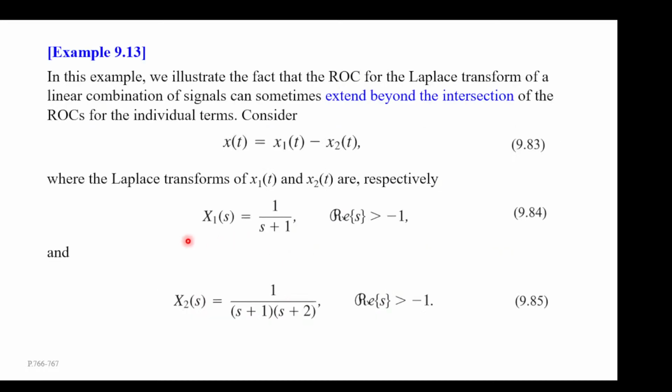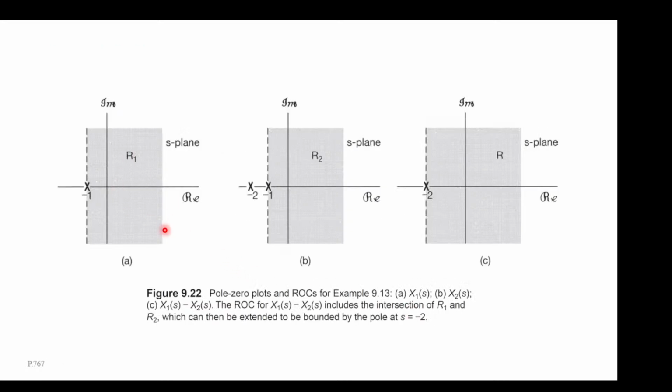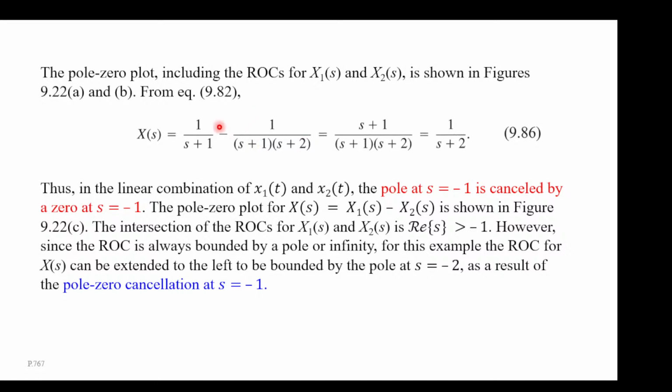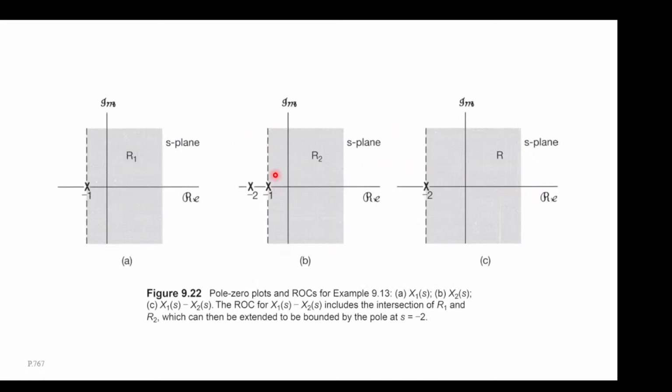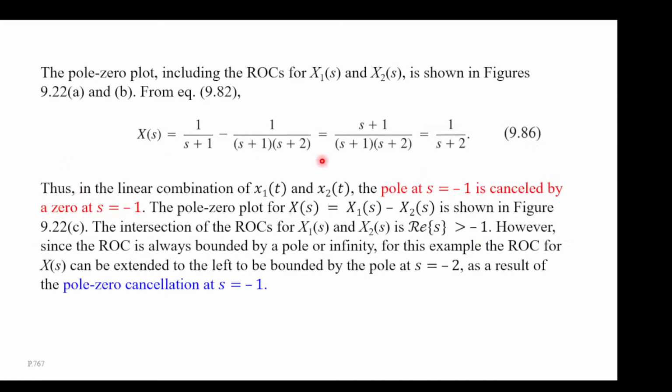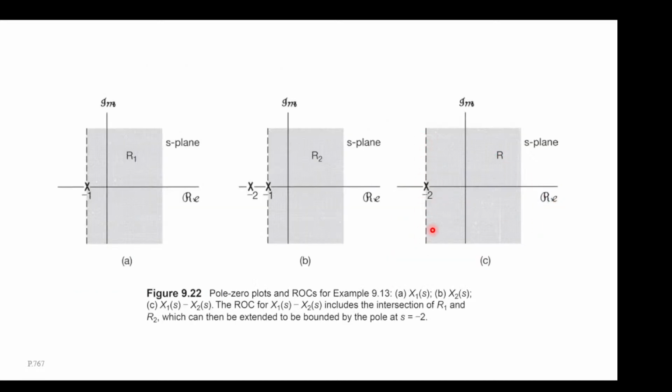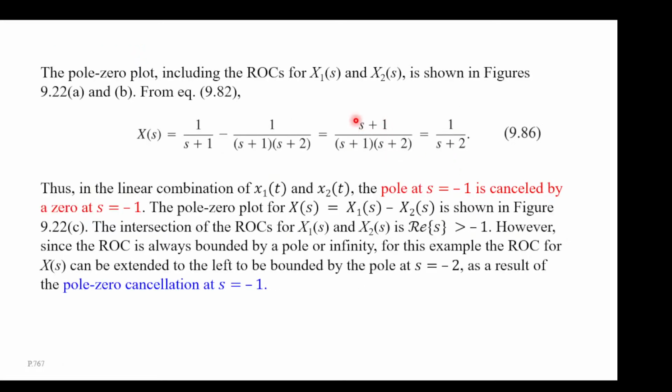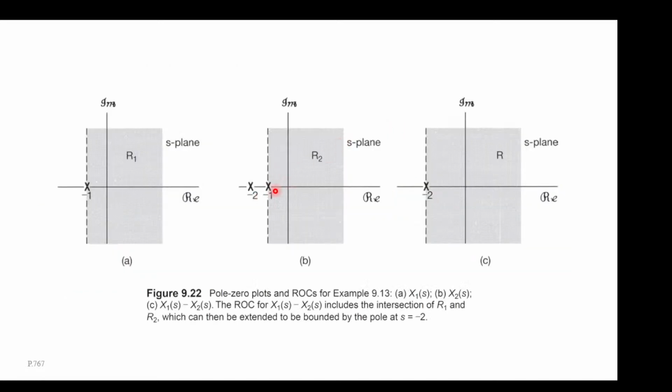And so we have those two, big X1 and big X2, and by linearity the corresponding big X should be big X1 minus big X2. And the ROC should be the intersection of those two, so the ROC should contain real part of s greater than minus 1. But when we do this subtraction, 1 over s plus 1 minus 1 over (s plus 1)(s plus 2), we see that the pole at minus 1 cancels out. In other words, when you multiply all these things, you get an extra factor of s plus 1 that just cancels out, and big X of s is actually 1 over s plus 2. So you only have a pole at minus 2. It doesn't have a pole at minus 1 anymore because of this pole-zero cancellation between this s plus 1 and this s plus 1.